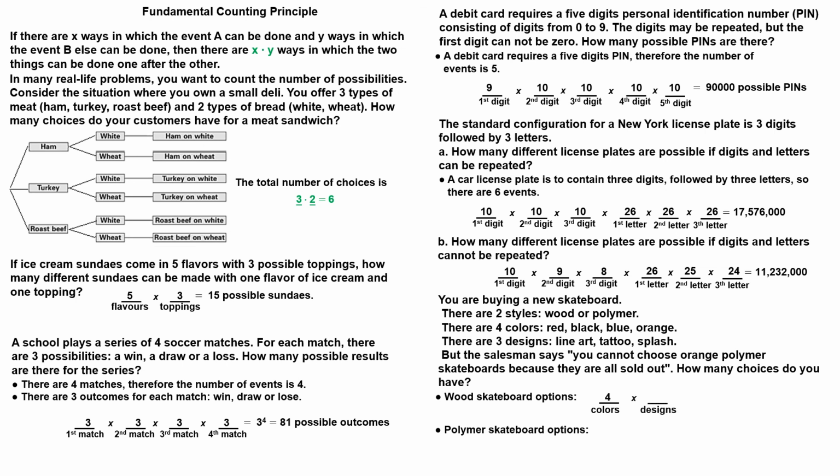You have all of the wood skateboard options, which will be 12 options. Under the polymer skateboards, you have 9 options. The total is 21 choices.